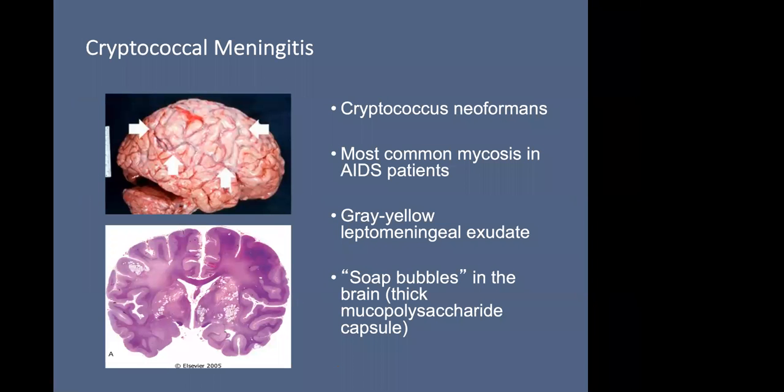Cryptococcus, on the other hand, is a true yeast. And by that, I mean they are not filamentous at all. They are AIDS defining disorder. Most common mycosis in the AIDS, they have a very thick capsule which is rich with myxoid material. And that's why when they go into the brain parenchyma, they produce very sticky, bubbly, soap bubble-like lesions.